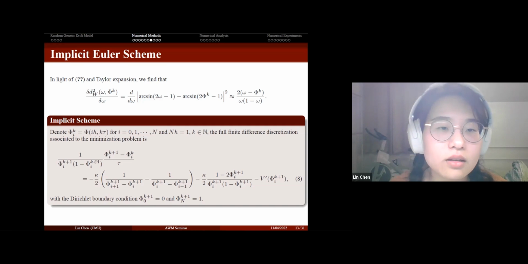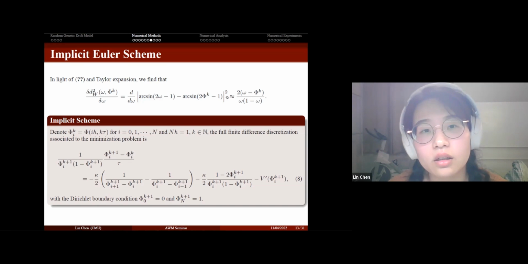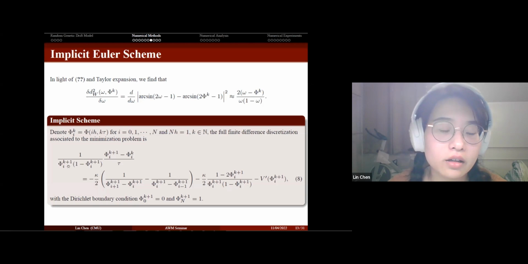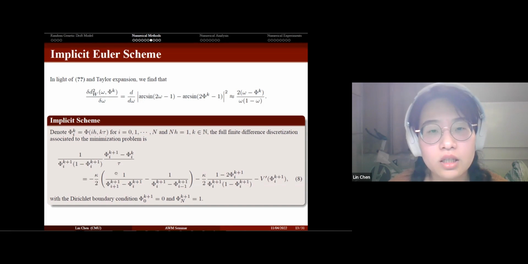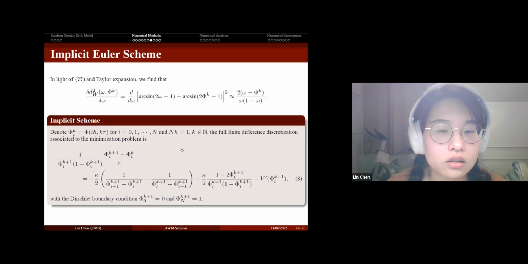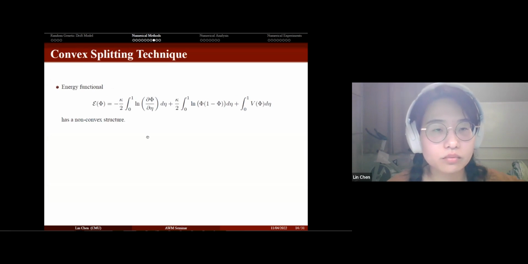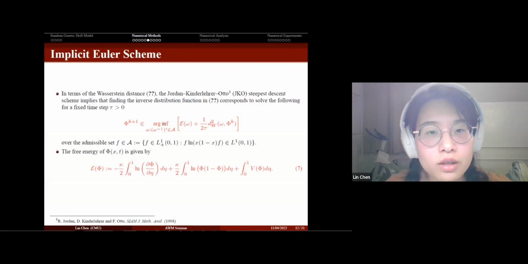You can see we have something like the refraction here because the variation of the resistance distance can be expressed as this one. And also, if phi goes to 0 or phi goes to 1, we have the singularity of this scheme. So let's see our problems as before.